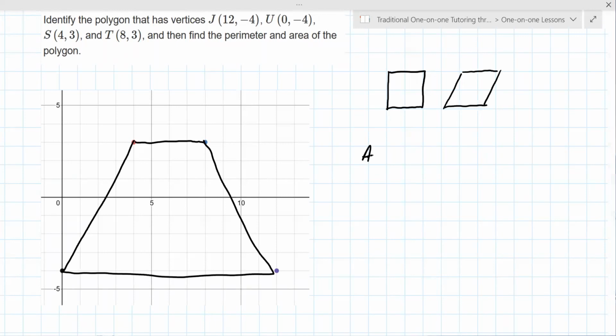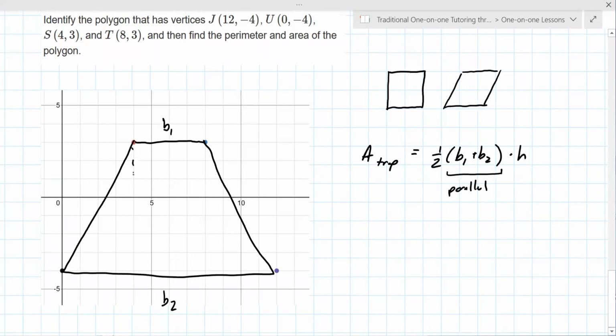A trapezoid. Okay, so what is the area of a trapezoid? The area of a trapezoid is 1/2 times the height times base 1 plus base 2. Sorry, I was looking at a different one. And the bases have to be parallel. So this is base 1, this is base 2.